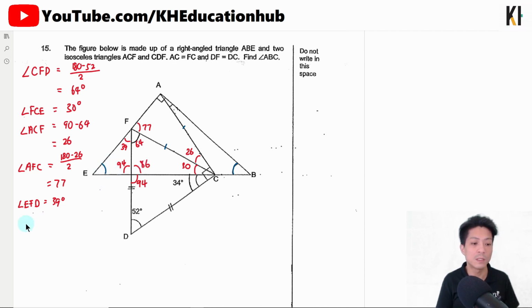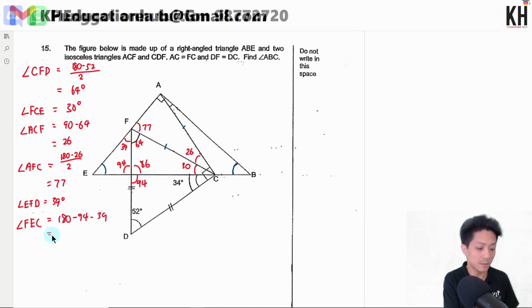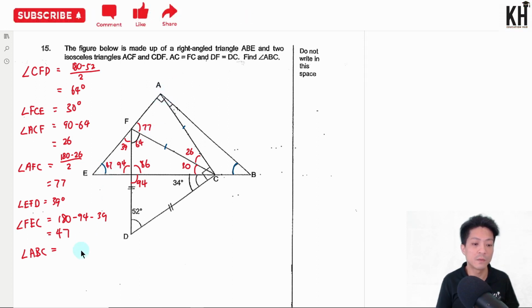Okay, yep, which means that now I can find what is angle FEC. That will be 180 minus 94 minus 39. So 180 minus 94 minus 39 will give me 47. Okay, and to find the answer of angle ABC, you can use 360 minus 90 minus 47. Or 90 minus 47, that will give you the answer.